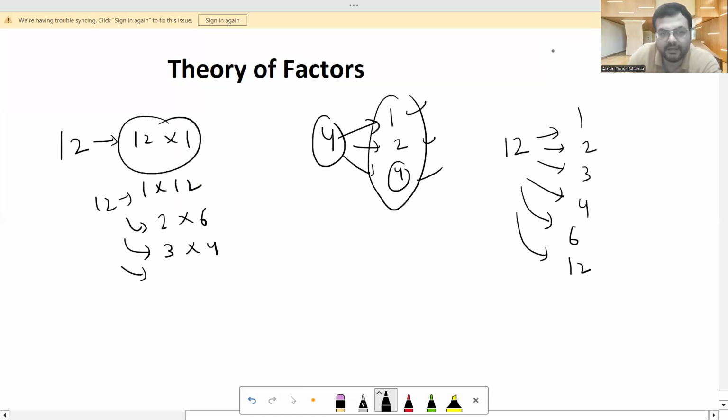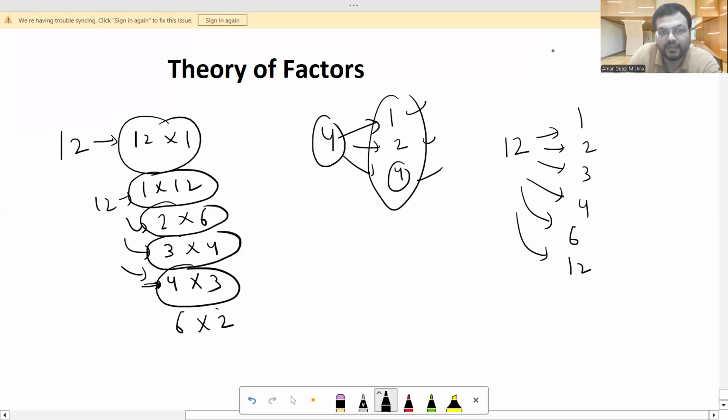Now, if you take here 4, then again you will have to take here 3. So this is a repeated form. Again, if you take 6 here, you will have to take 2. That means from this point, the numbers have started repeating. So you can see these 3 pairs, 1 and 12, 2 and 6, 3 and 4. Now, from these 3 pairs, you will get to know all the factors of 12.